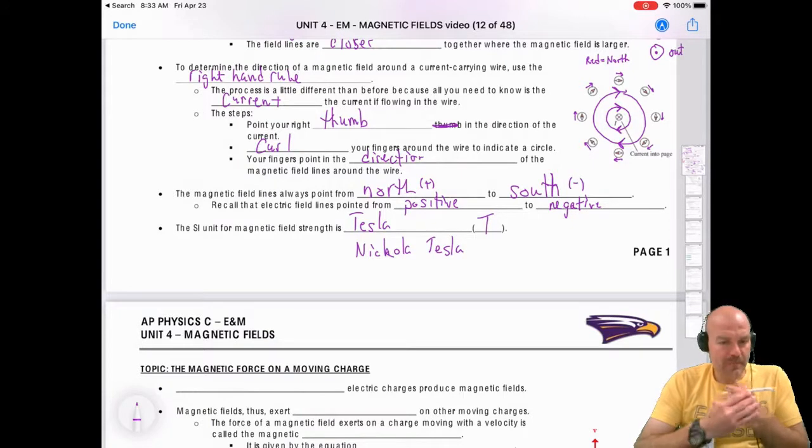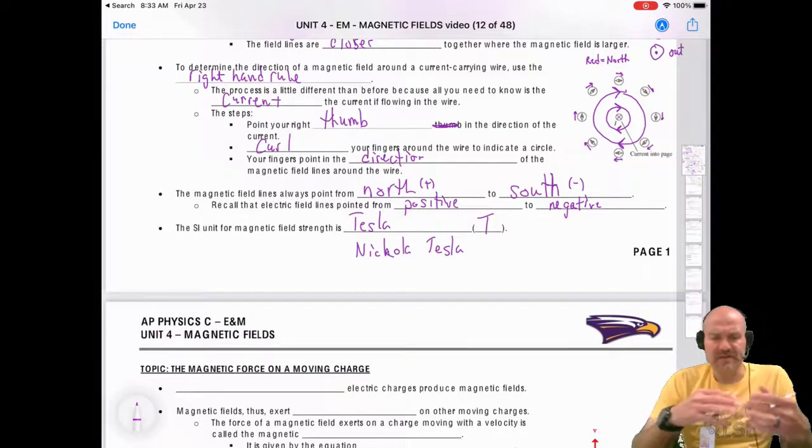All right, so this concludes this general video on magnetic fields. Now we're going to look at specific fields, and you can see kind of popping out the bottom of the page. We're going to look at the magnetic force on a moving charge, and then we're going to talk about current carrying wires and so forth.